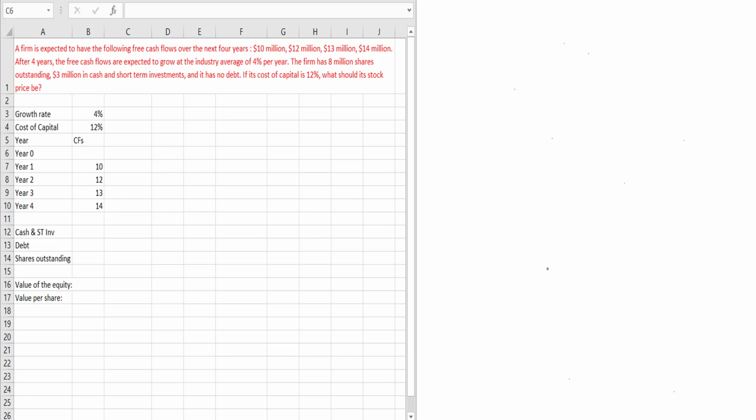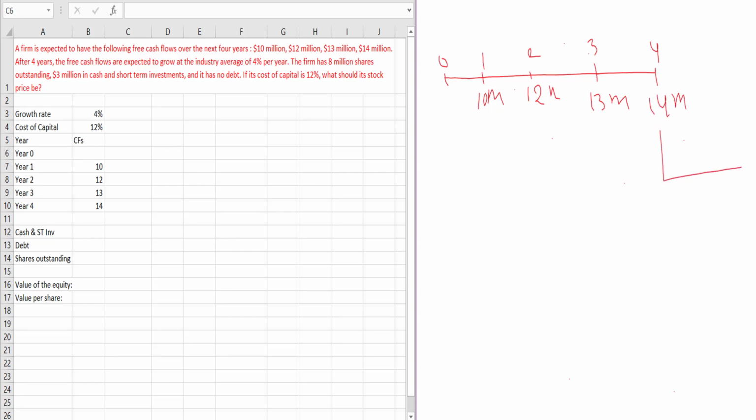Let's consider another example. In this example, we have a firm and it expects to have the following cash flow for the next 4 years. In year 1, it will have 10 million as a cash flow. In year 2, it will have 12 million. In year 3, it will have 13 million. And year 4, it will have 14 million cash flow.